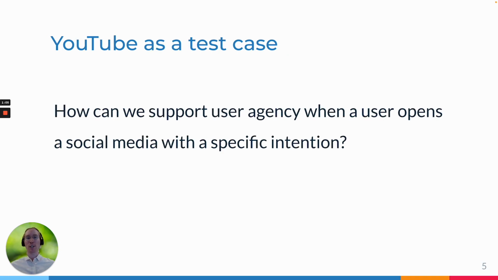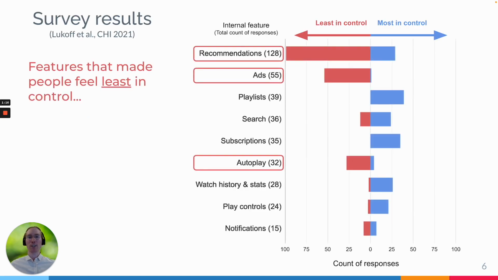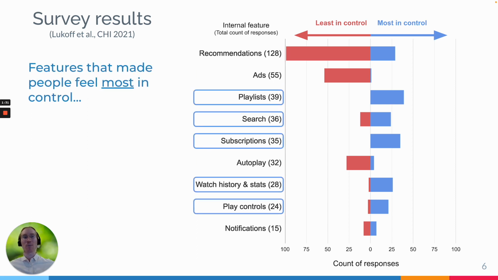In this work, we take YouTube as a test case and ask, how can we support user agency when a user opens a social media app with a specific intention? We build on prior work in which we surveyed 120 YouTube users to understand how specific features affect their sense of control. Features that primarily led participants to feel least in control were recommendations, ads, and autoplay. And features that primarily led participants to feel most in control were playlists, search, subscriptions, watch history, and play controls.